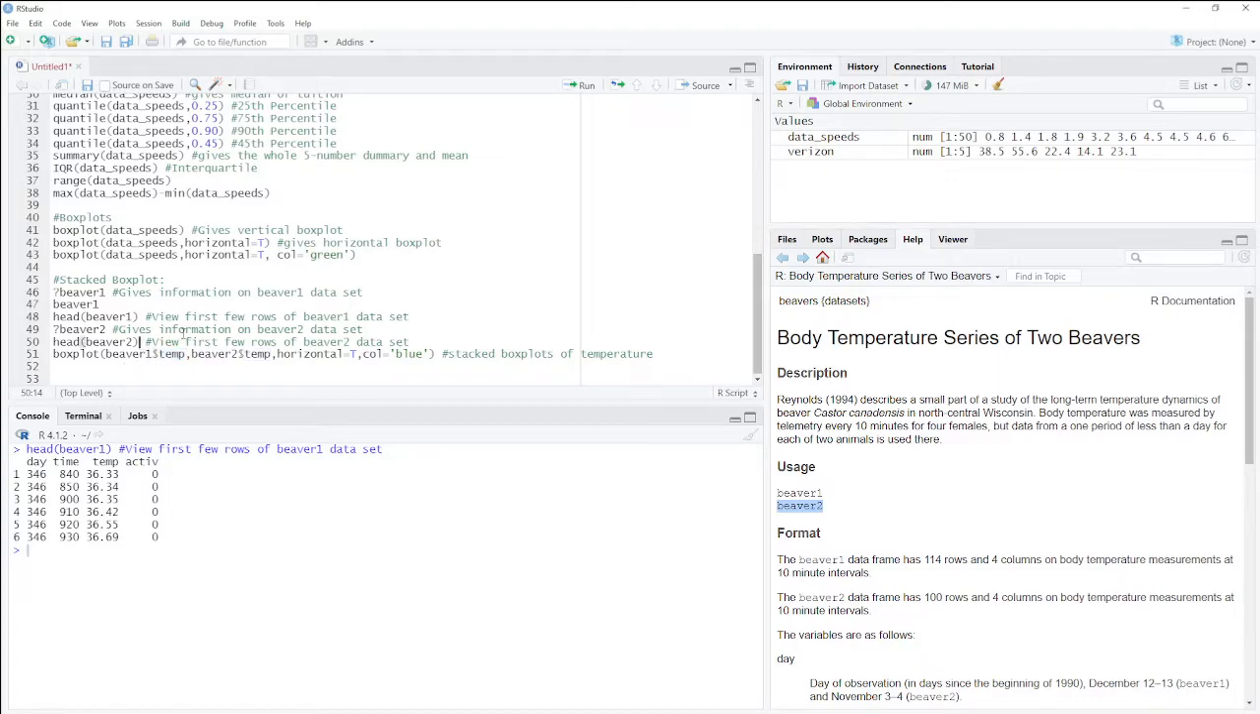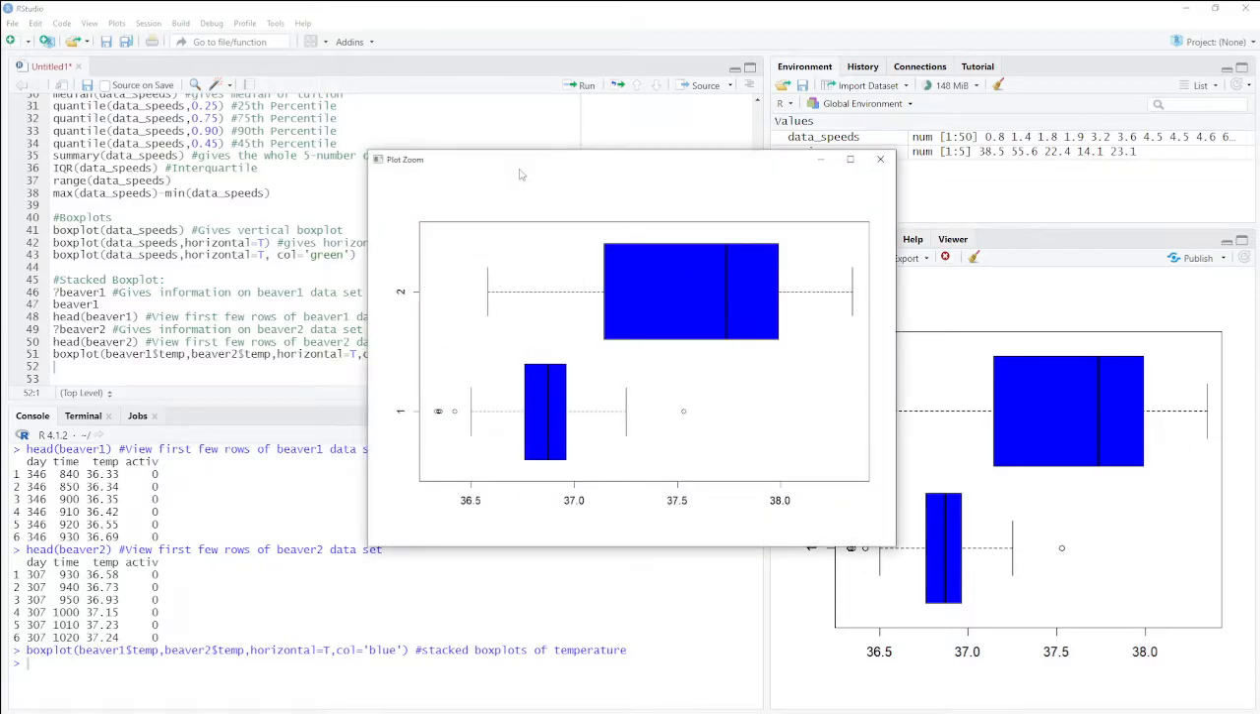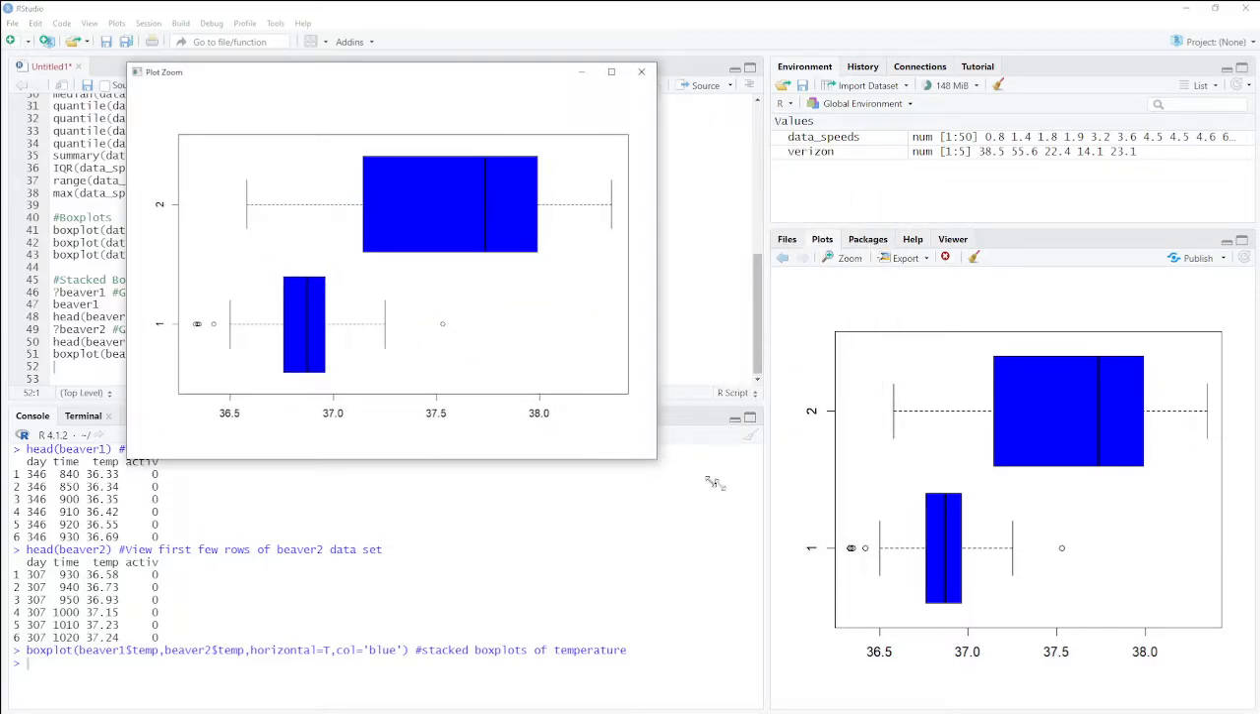And then similarly for Beaver 2, I want to look at the Beaver 2 data set, specifically at the temperature column, so use $temp. And then I'm saying I want this to be a horizontal plot instead of vertical, and if you wanted to add a color, you can. And we can see this stacked box plot and make comparisons between the two.